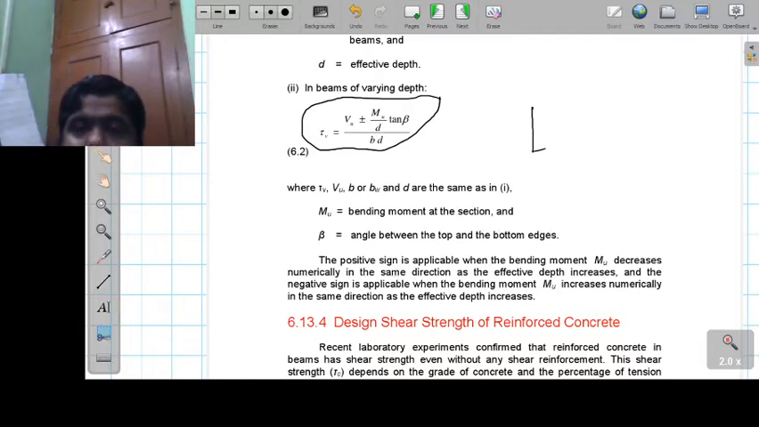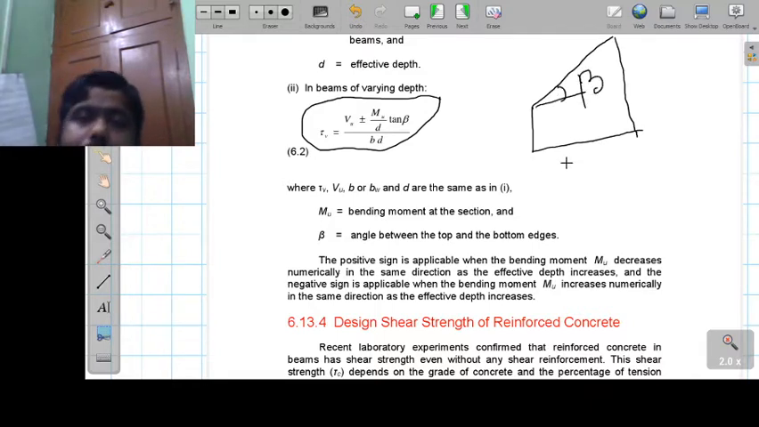Suppose you have a section in this fashion. Okay, so this is a section, right? So this is the angle. This angle is the beta. And d is the effective depth, b is the breadth of the section, and Vu is the shear force that is coming. Now, when to take positive sign and when to take negative sign, a guideline is given in the code book.